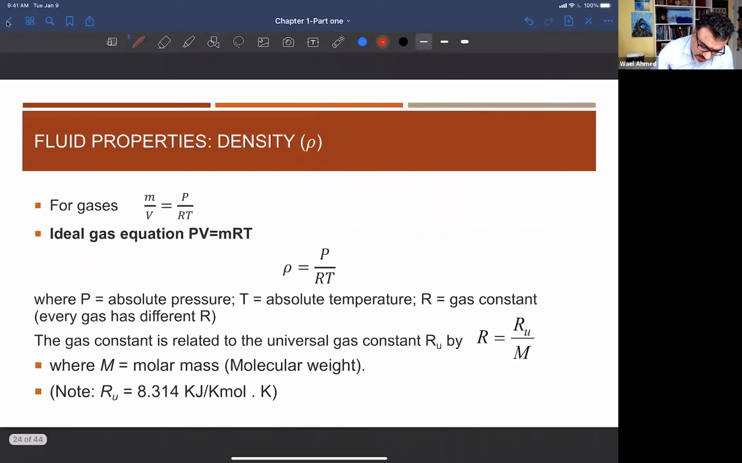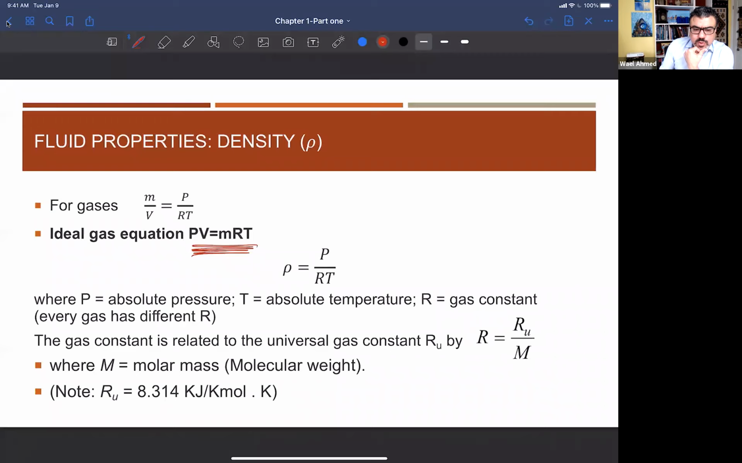So these are the typical type of simple problem to find out properties and stuff like that. For gases, I know in your physics course you're taking something called the ideal gas equation, and the ideal gas equation is something like this. I hope you remember this from your physics course in high school, right? It's talking about something called ideal gas.